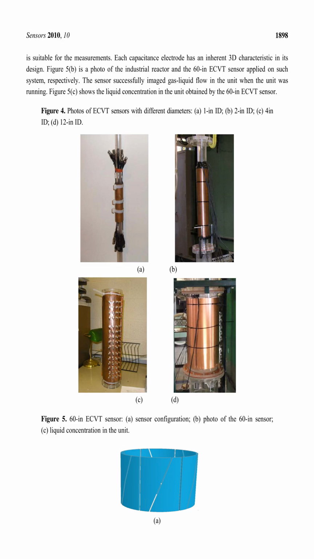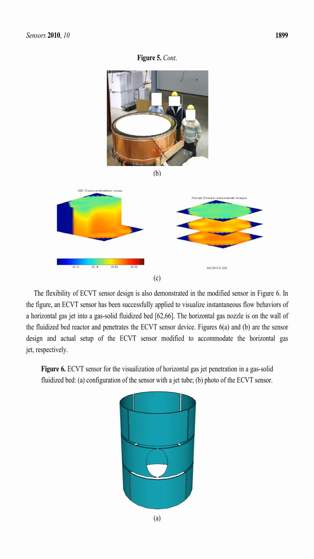Figure 4. Photos of ECVT sensors with different diameters. A. 1-inch ID. B. 2-inch ID. C. 4-inch ID. D. 12-inch ID. Figure 5. 60-inch ECVT sensor. A. Sensor configuration. B. Photo of the 60-inch sensor. C. Liquid concentration in the unit.